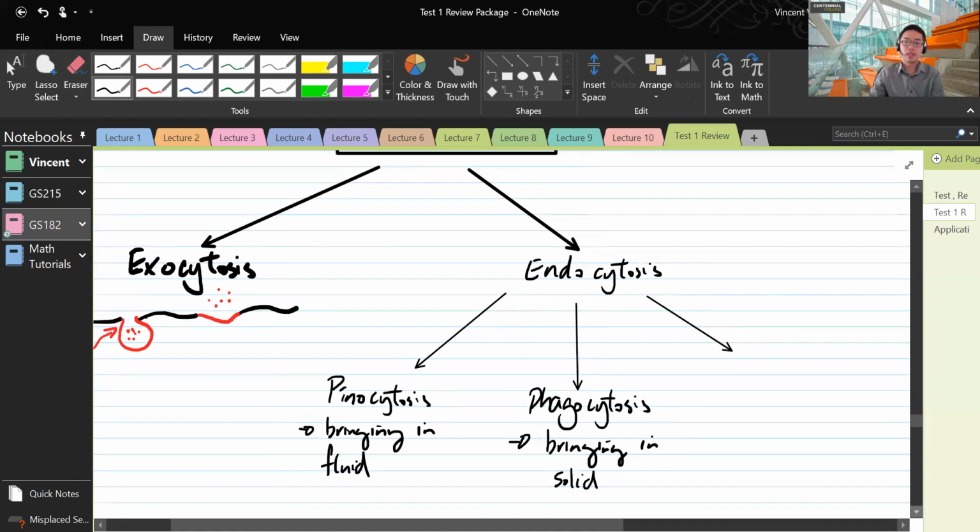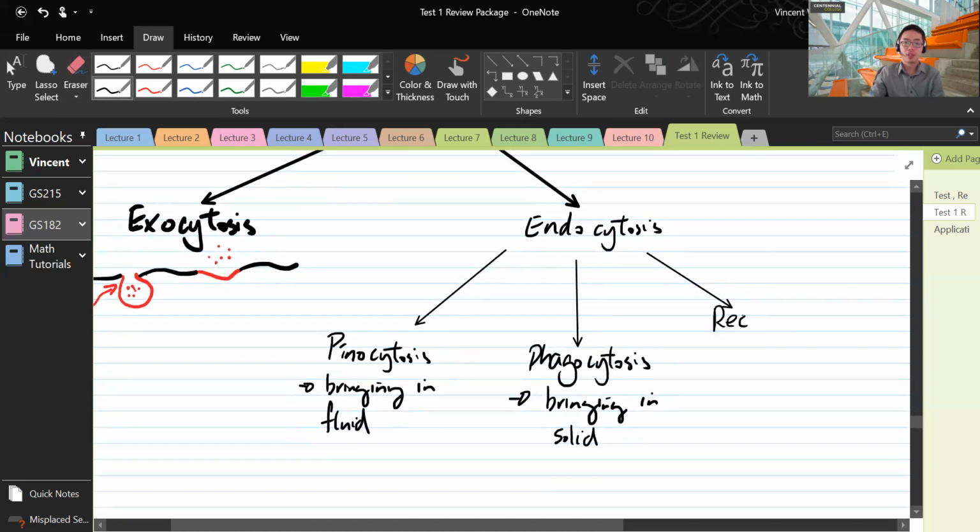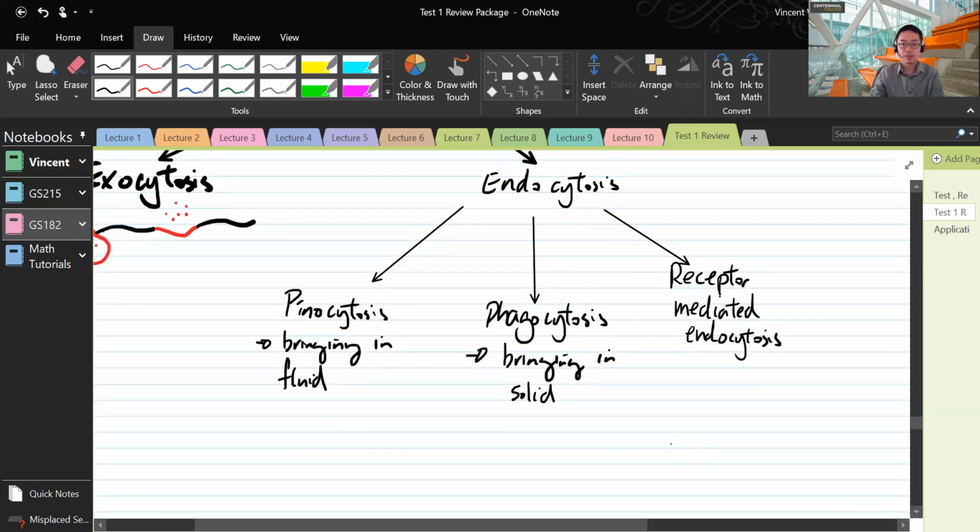And the last one is receptor-mediated endocytosis. Okay, and it gives it a little bit more control, a little bit more specificity, because in order for you to bring it in, whatever you're bringing in must fit the receptor that is on the surface. So let's say we have the membrane here, and then we have these Y-shaped receptors. If it's a circle thing, you won't be able to bring that in because it won't fit in the receptor, right? It's only if you have those little triangle stuff, then it will bind to it.